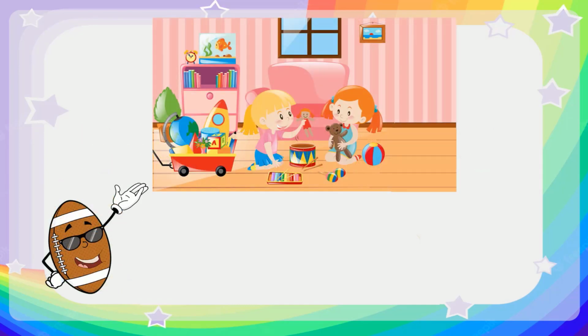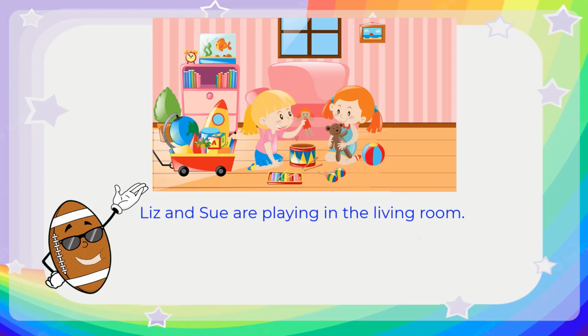Look at the picture. Liz and Sue are playing in the living room. What do Liz and Sue have with them? Liz and Sue have a doll, a teddy bear, a drum, a ball, and many other toys.